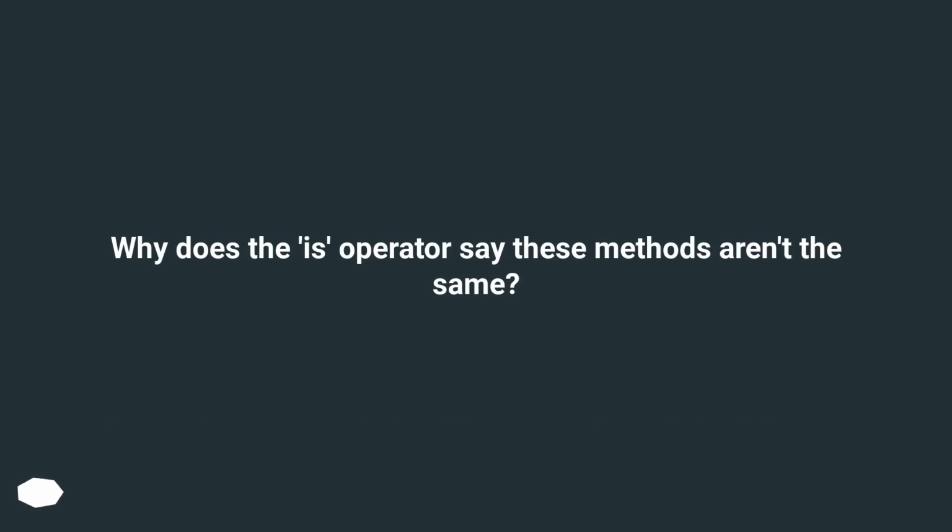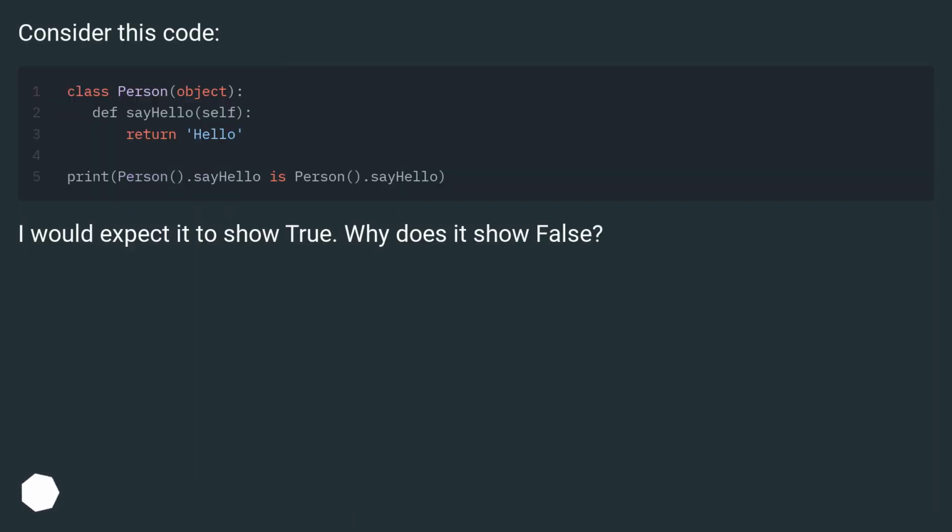Why does the is operator say these methods aren't the same? Consider this code. I would expect it to show true. Why does it show false?